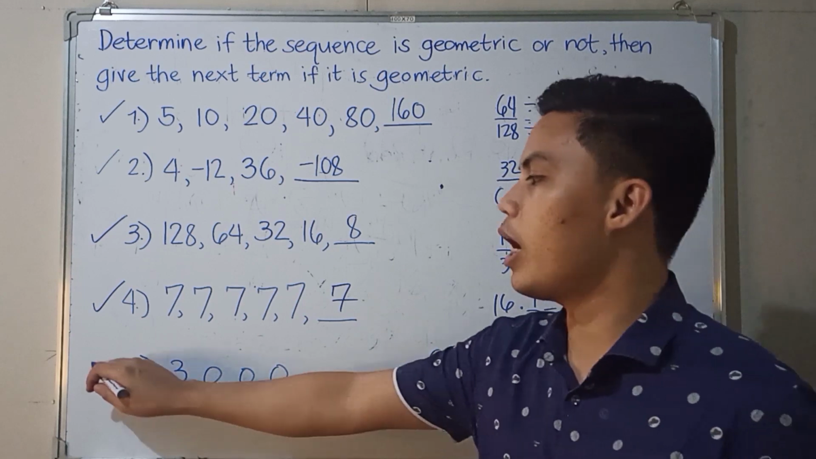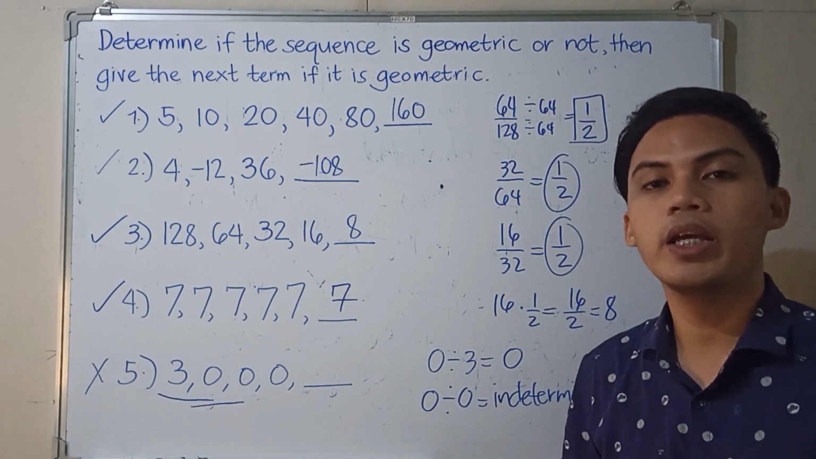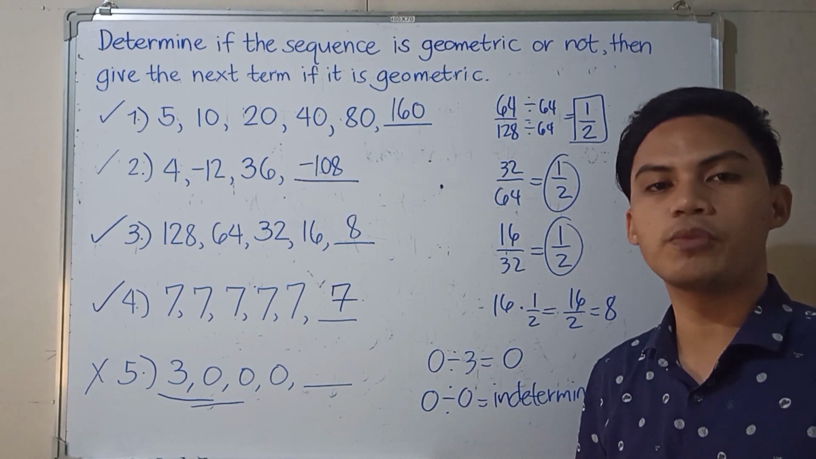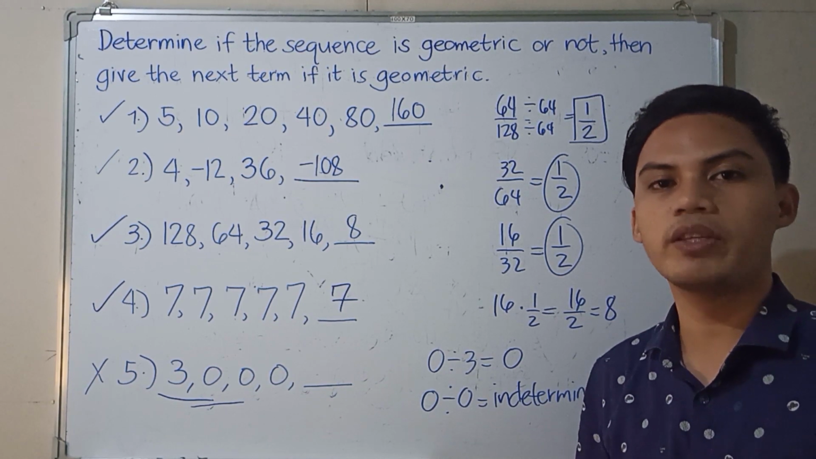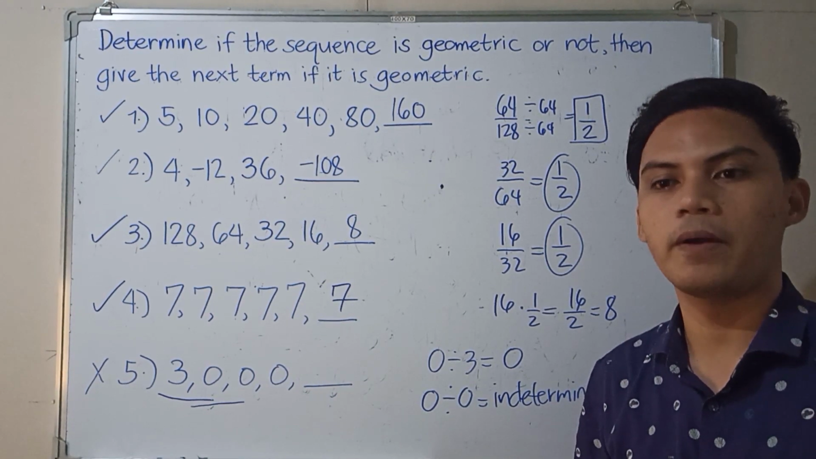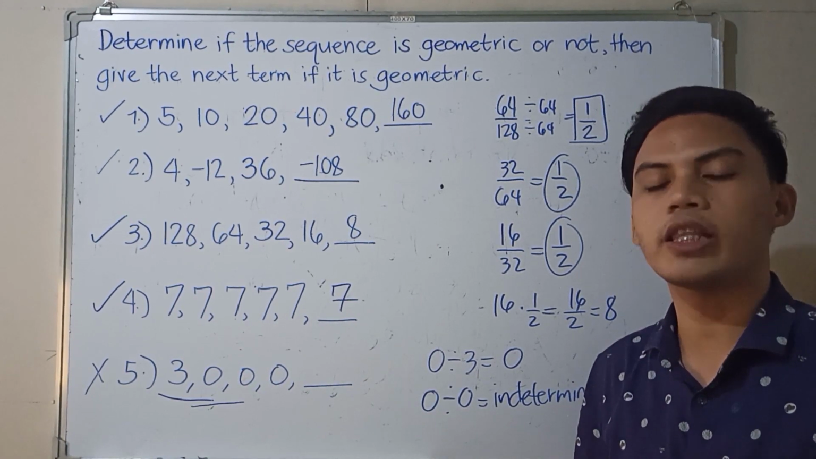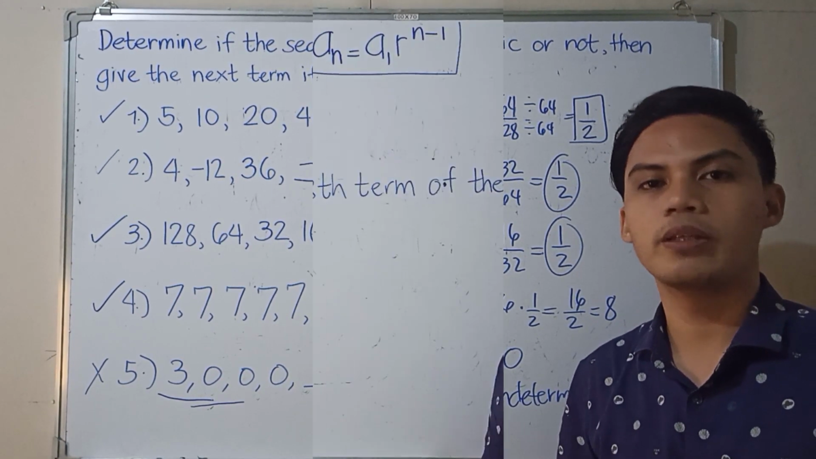Okay. Kung naalala nyo yung definition natin sa geometric sequence, sabi sa definition na ang common ratio sa geometric sequence ay dapat non-zero constant. Okay? Kasi kung magiging 0 yung common ratio natin, then that is not a geometric sequence.